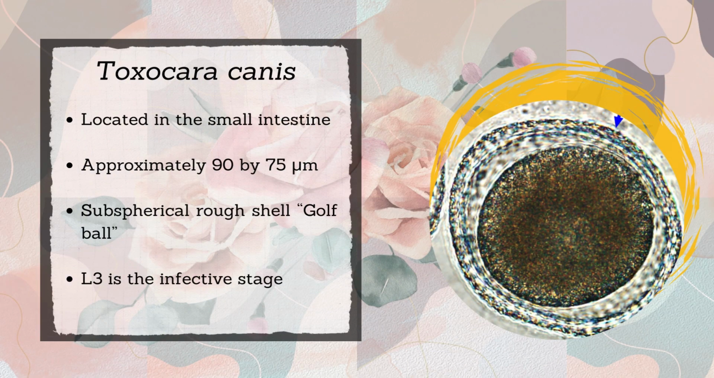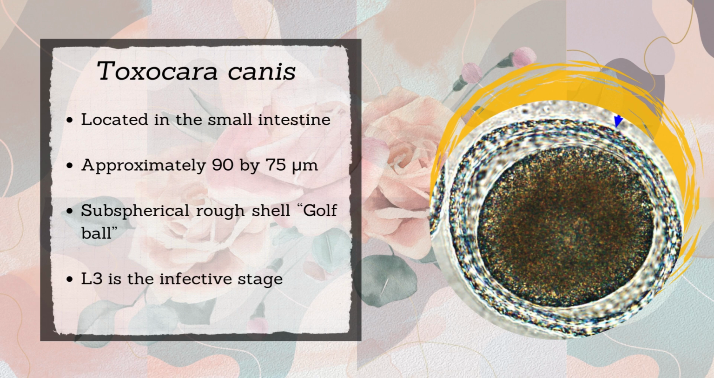There are various GI nematodes that infect our dogs and cats. These are the large roundworms known as the ascarids. Ascarids are very common in dogs, especially in puppies. The most common species is the Toxocara canis.